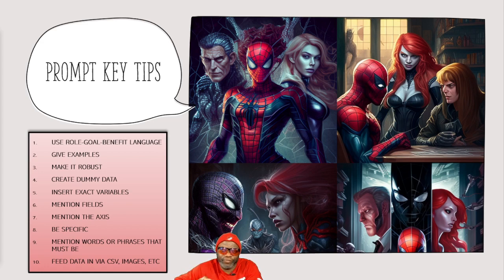Insert exact variables. So I'll give you examples of how you take exact words that you want to see in the output, and you got to feed it in. Mention the fields, feed in the fields. Mention the axes. If it's an x-axis, y-axis, z-axis, feed in that information, right? Be specific. Mention words or phrases that must be in the output and feed data in. Use CSV, images, HTML, whatever. Just feed it in as you need to, okay?